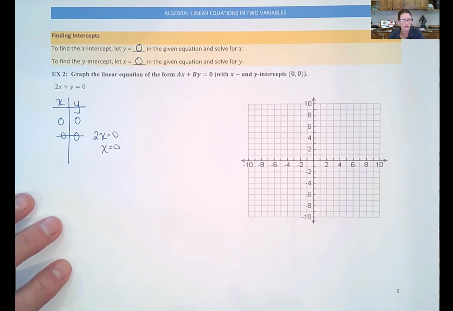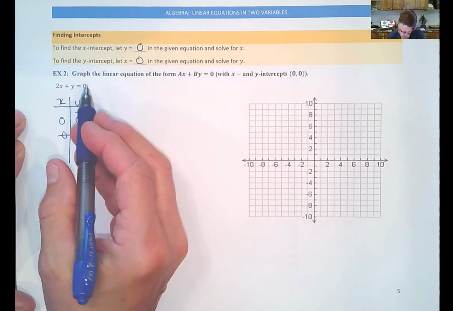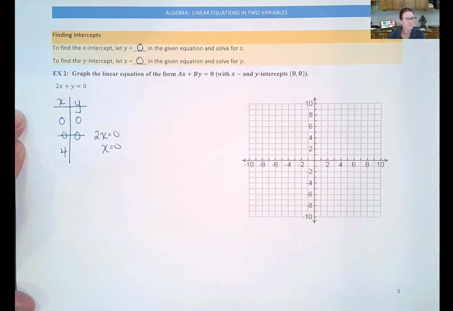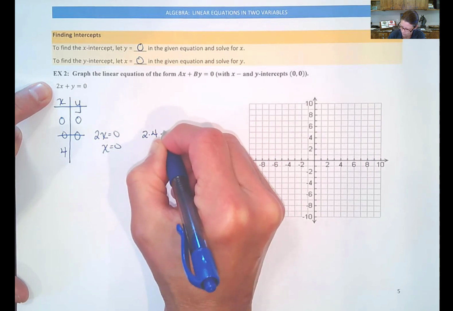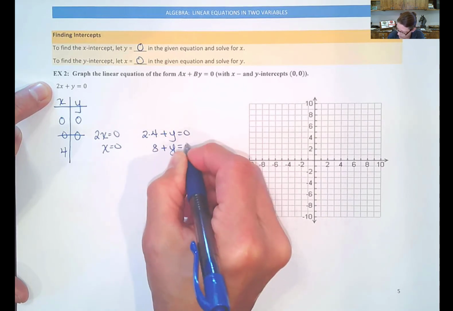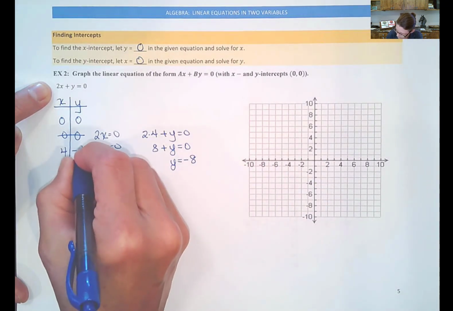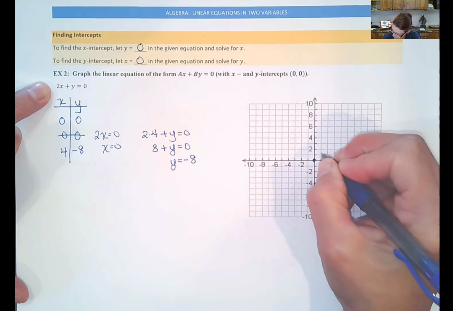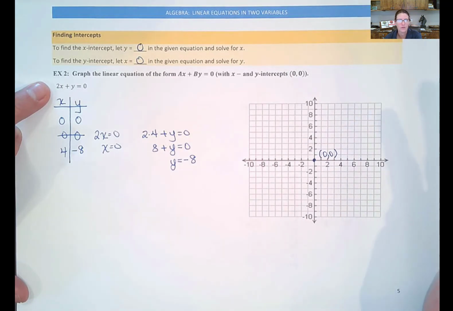That's usually the first thing that students do, and then they're like, oh my gosh, I can't graph this. Well, we've found a point. We need a different point. So choose x or y to be something other than 0. Like maybe let x equal 4. So in our equation, if x is 4, then 2 times 4 plus y is equal to 0. 8 plus y equals 0. y equals negative 8. And let's plot our points. (0, 0) is the origin, and that's both the x and the y intercept.